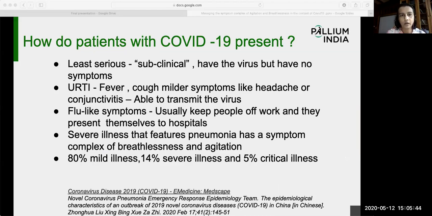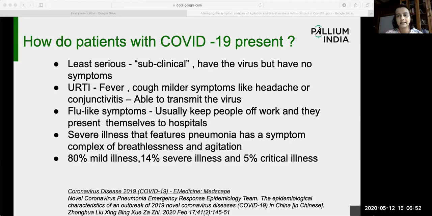So how do patients with COVID-19 usually present? All the data that we have is from the clinical studies published from China and Italy. Most commonly, patients present with the least serious presentation, a subclinical case where they have the virus but don't have any symptoms. A few present with upper respiratory tract infection symptoms like fever and cough, with milder symptoms like headache and conjunctivitis, and these people are again able to transmit the virus. Some can even present with flu-like symptoms, which will keep people off work, or they may present to the hospital to be tested. And finally, the thing we usually worry about is severe illness, which can present with the complex of breathlessness and agitation. Those with relatively severe illness will have this more complex symptom pathology of breathlessness and agitation, and our presentation today deals with those patients.